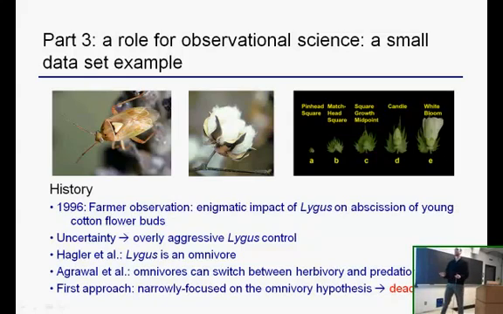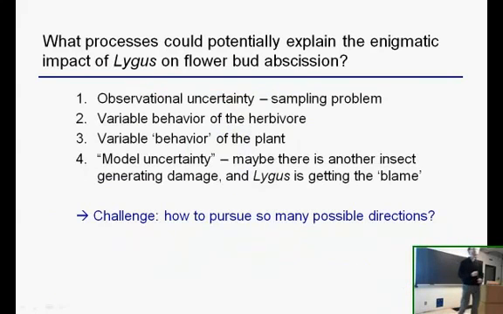So we had to go back to the drawing board, and we sat down and we said, okay, if it's not omnivory that's underlying this, what could it be? And that was a very sobering exercise, because what we realized was there's a huge number of possibilities. And we could group those possibilities under these 4 classes of hypotheses. Maybe the problem is one of observational uncertainty. Maybe there's some problem in sampling the density of Lygus in fields or sampling crop damage.